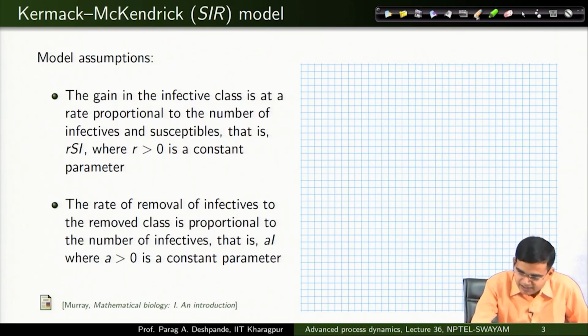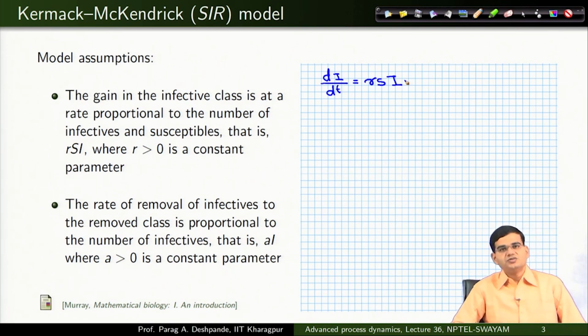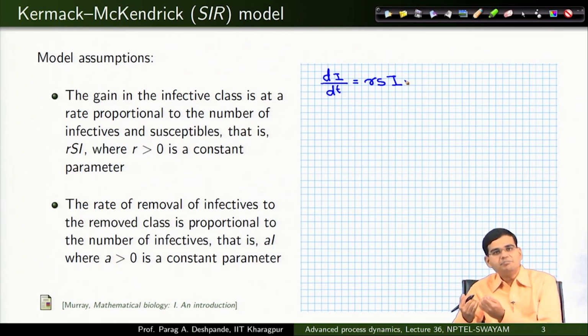In fact, it is a positive constant. So, I can write here dI/dt is equal to R S I, where R is a positive constant. Now, this is the rate at which the population would enter the compartment of I. A larger number of infectives will result in more people coming into the compartment of I. A larger number of susceptibles will result in more people coming to I.